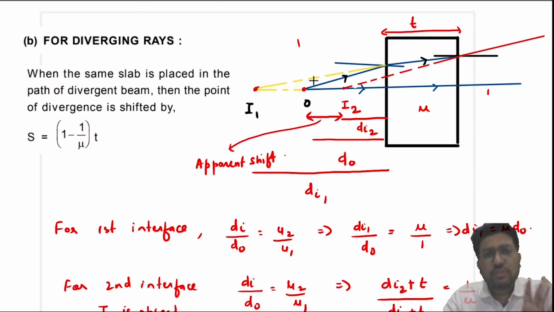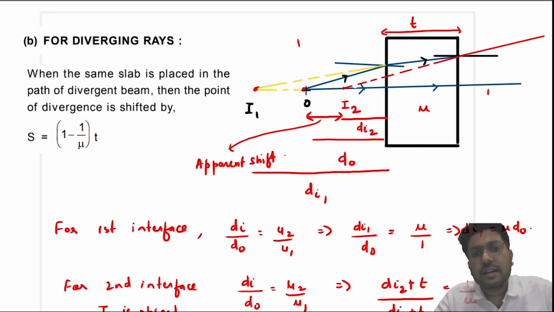Suppose this is the object. This time the object is real, because the rays are diverging, and rays diverge from the point of a real object. You know that when there is a ray which is perpendicular to the surface, it does not deviate, it does not refract, it moves in a straight line. So this ray I have drawn in a straight line, and this ray, light is moving from rarer medium to denser medium, so it is bending towards the normal, right? So this is the position of the image from the first interface.